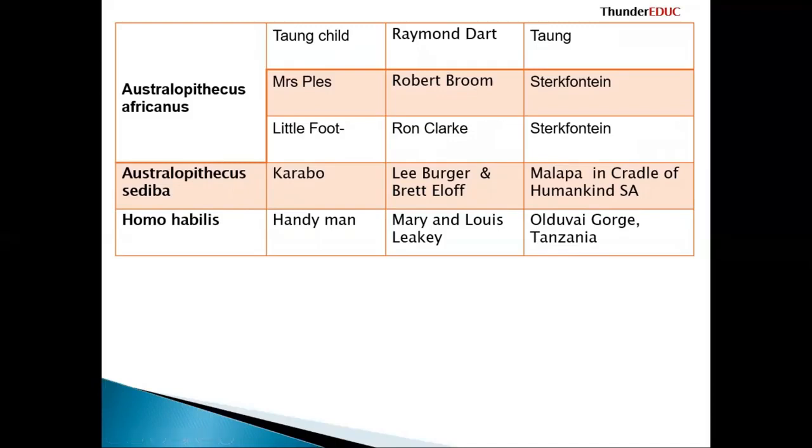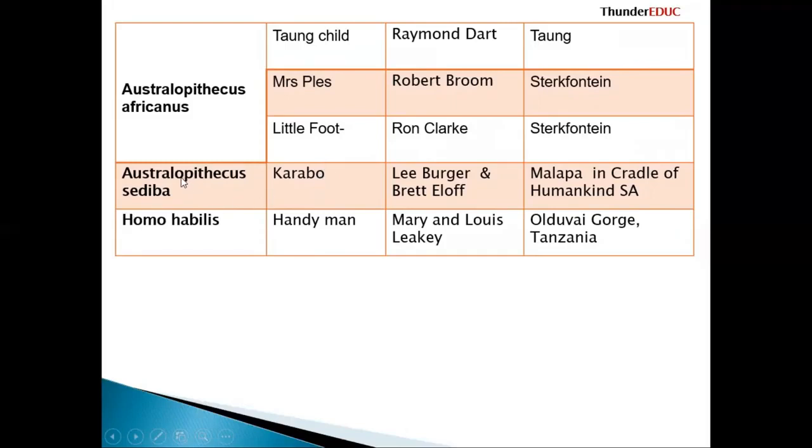Sometimes you can ask a question: just give three Australopithecus species you know. Here, when you say Australopithecus species, we are not saying to give the Australopithecus africanus. It's just Australopithecus. Then it means that even Karabo can be included. But if they are specific to africanus, then you have to answer only questions concerning Australopithecus africanus.